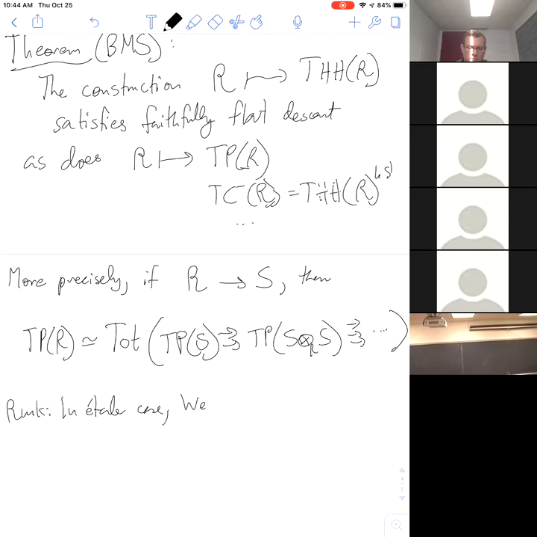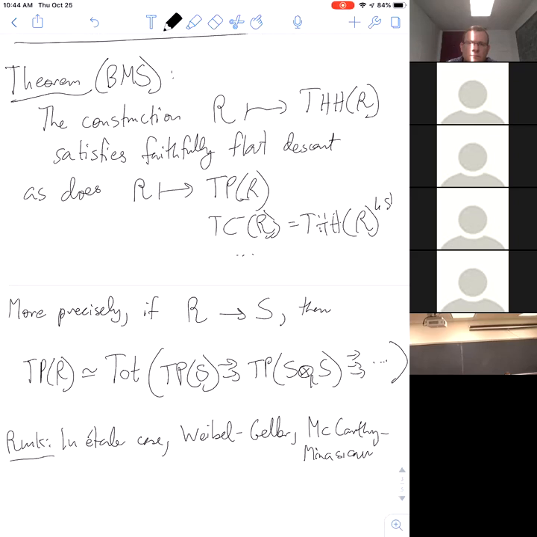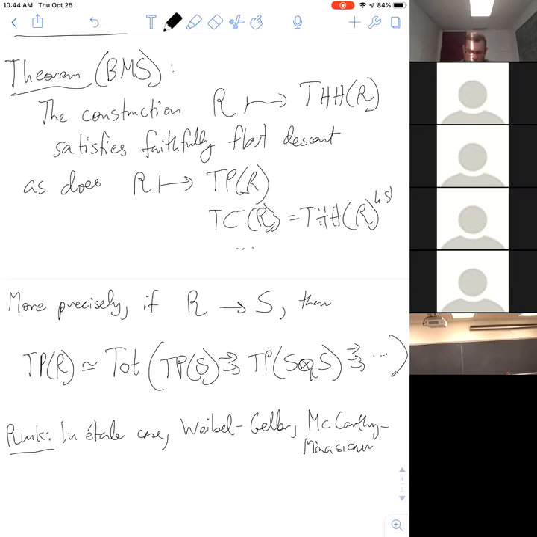So maybe I should also remark that in the étale case, this is due to Weibel and Geller, and also McCarthy and Minasian. The étale case is a little bit simpler because then you actually have some sort of base change formula. So you can actually describe THH of S in terms of THH of R. But in the general faithfully flat case, you don't have such a statement, so you have to give a different argument. There's no direct relationship between THH of R and THH of S if you just have a flat map of rings from R to S. But nonetheless, the statement is that you have this descent theorem. So this is one of the first things that BMS proved.